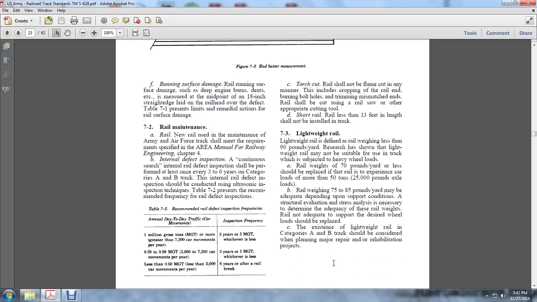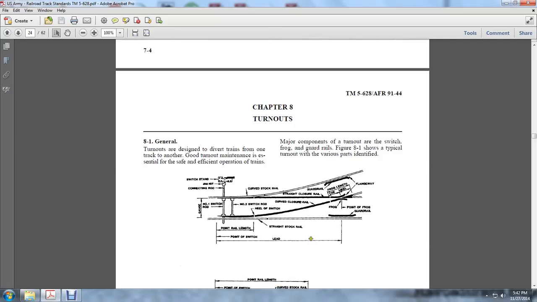The existence of lightweight rail in categories A and B should be considered while planning major repair or rehabilitation projects. Chapter 8, Turnouts.